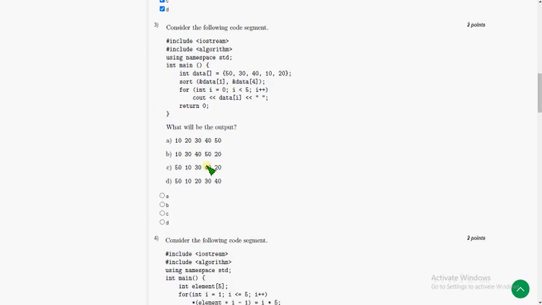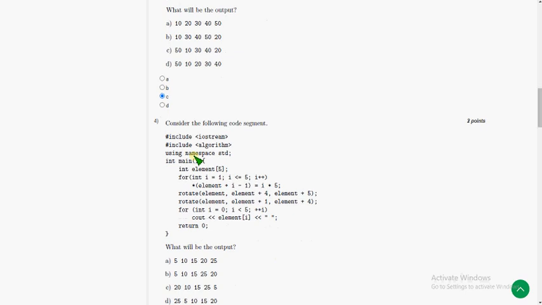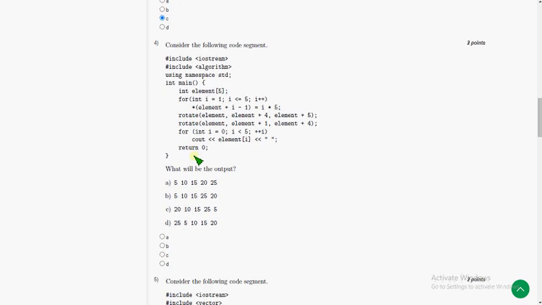And moving on to the third question, again they have given a program, and they are asking for the output. I have got the answer as option C, 50 10 30 40 20. That is option C.